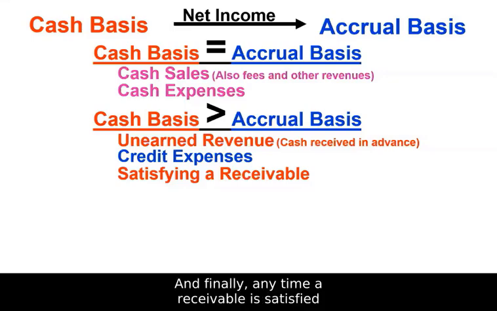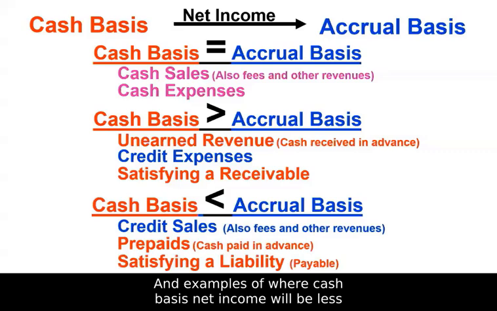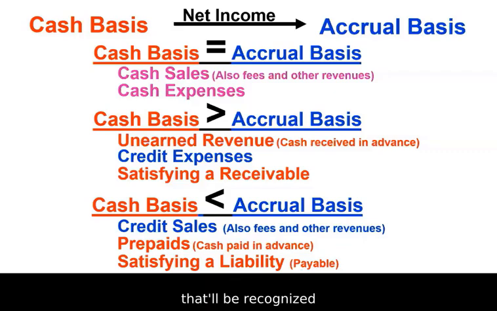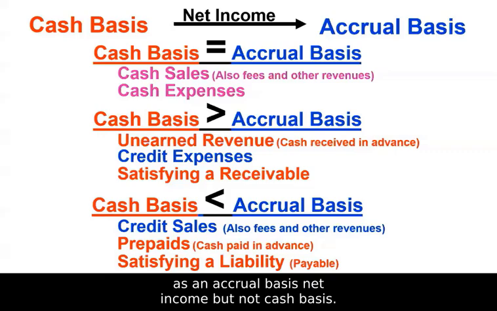And finally, anytime a receivable is satisfied by a customer, that means that cash is being received, which causes cash basis net income to be greater because it is recognized as a revenue, but it is not a revenue for accrual basis. And examples of where cash basis net income will be less than accrual basis net income: anytime there is a credit sale, okay, that'll be recognized as an accrual basis net income, but not cash basis.